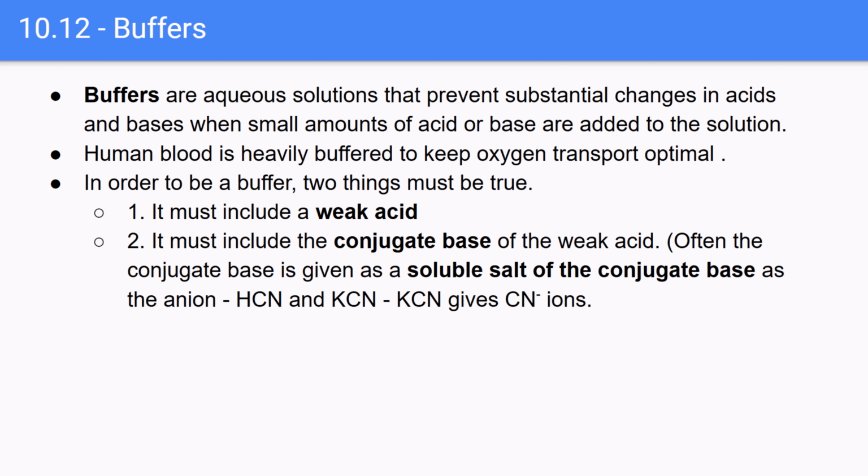So in order to be a buffer, we have to have two things. We must have a weak acid or base and its conjugate. Now, often the conjugate base is given as a soluble salt of the conjugate base. So, for example, HCN, we know is not one of our 7 strong acids, but sometimes what we'll give is a salt that's associated with it. So if I were to add in the conjugate base, I don't just have CN minus ions hanging around, so I add some potassium cyanide, and that gives me my CN minus ions. So it has to include something that's weak and its conjugate in order for it to be considered a buffer solution. Remember that conjugate acids and bases only differ by a single hydrogen as you take a look at some of these practice problems.